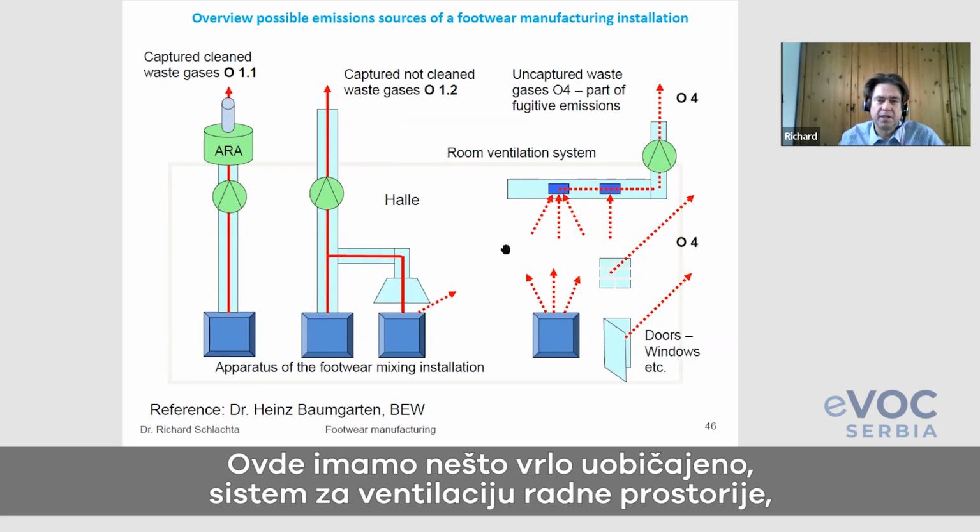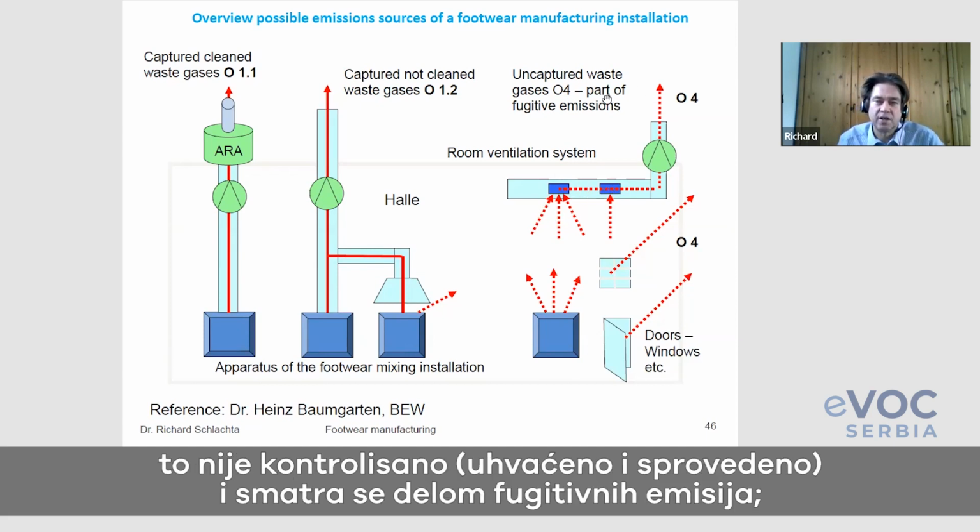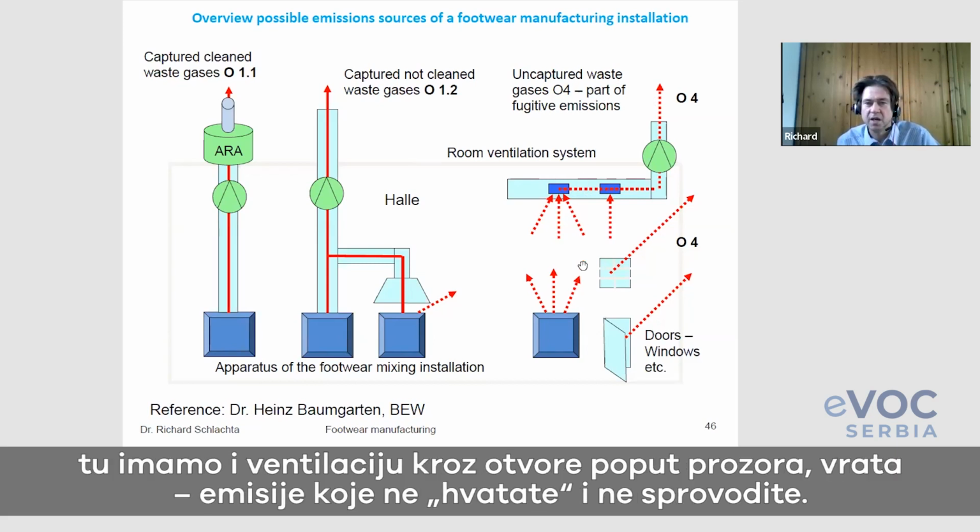Yes, here we have what is very common. We have a room ventilation system, and those VOCs that are coming from the operation places here will be collected and discharged to the atmosphere. So that is uncaptured, and we call this fugitive. It's a part of the fugitive emissions. And here, for example, we have emissions from doors, windows, openings, so emissions that you don't capture, compared to that situation here.